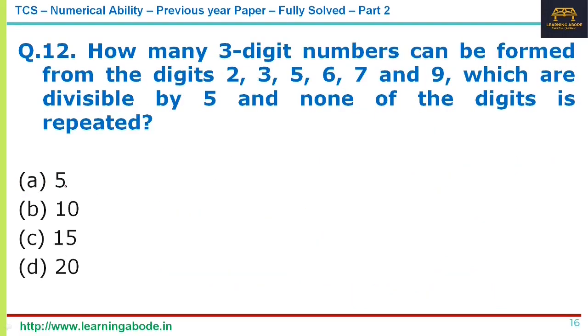Question number 12. How many 3-digit numbers can be formed from the digits 2, 3, 5, 6, 7 and 9 which are divisible by 5 and none of the digits is repeated? So you want only 3-digit numbers, which means you have the hundreds digit, tens digit and then the unit digit. See, the unit digit is fixed because it is divisible by 5. The unit digit has to be 5 or 0. But here in this case, you have only numbers like 2, 3, 5, 6, 7, 9. So you don't have 0. So among the given numbers, only 5 is divisible. So the unit digit can be put only one way.